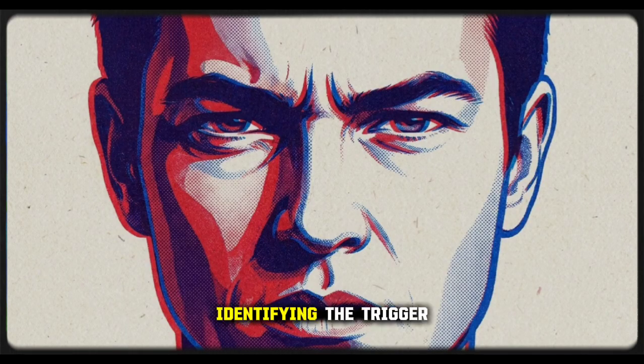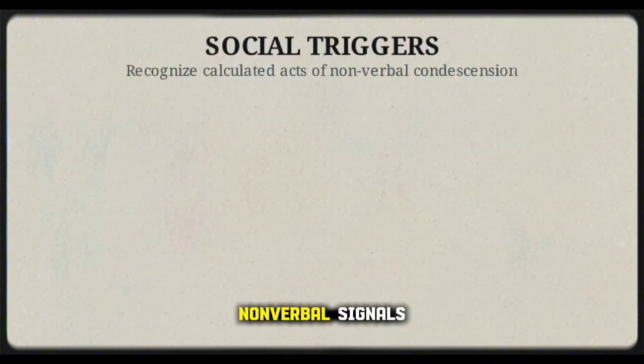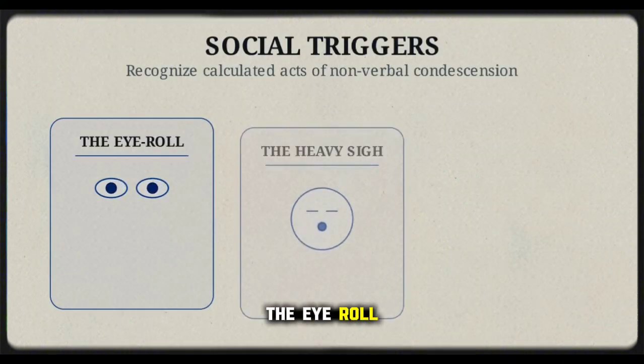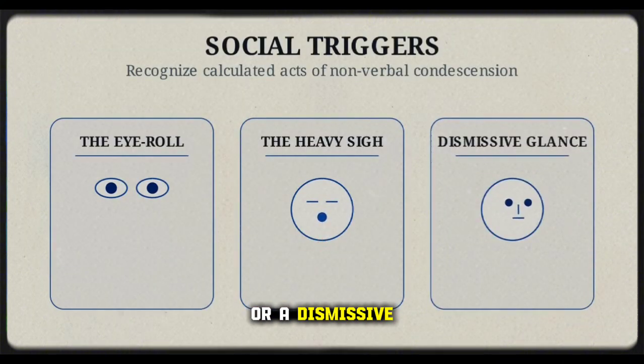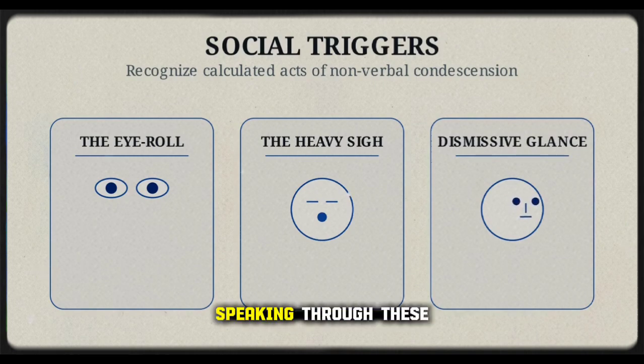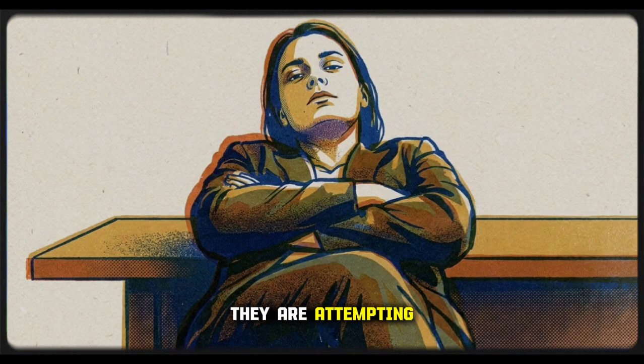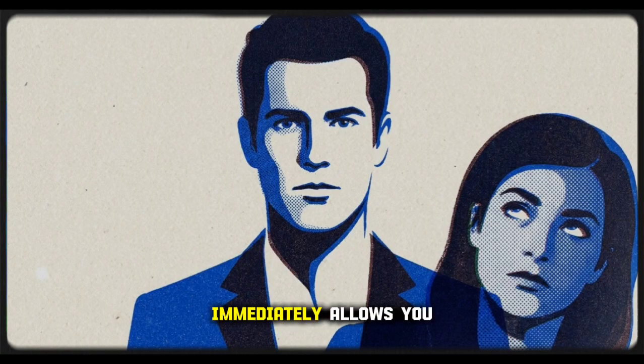Step 1 is identifying the trigger the moment it occurs. Watch for specific nonverbal signals, the eye roll, the heavy sigh, or a dismissive glance away from you while you are speaking. Through these gestures, they are attempting to communicate that your words are beneath them. Noticing this dynamic immediately allows you to stop the cycle of disrespect before it affects your confidence.